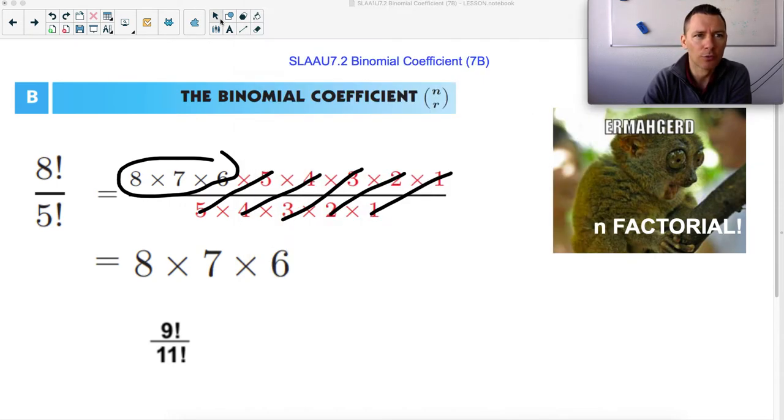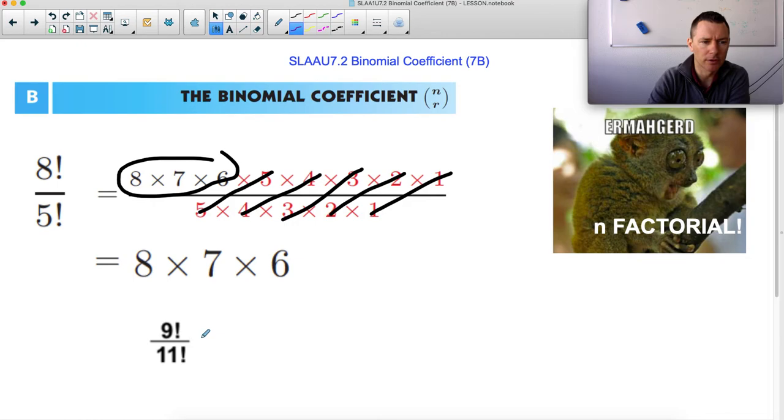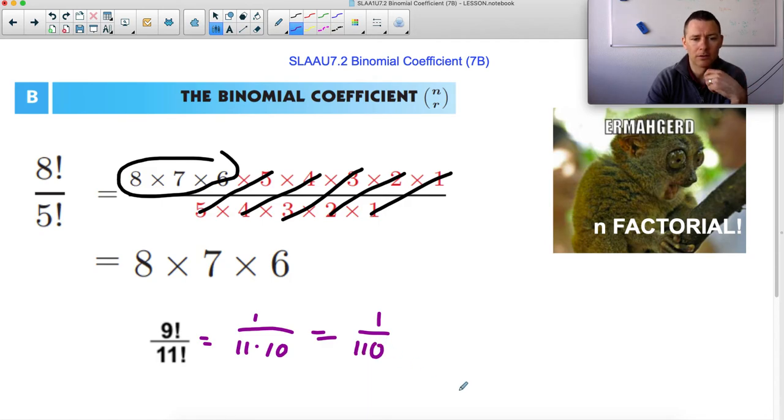Neat. So really, you could probably do this shorthand and know that 11 is going to go 11, 10, 9, 8, 7. The 9, 8, 7 and down is going to cancel with this, and so you should be left with 1 over 11 times 10. Right? You didn't even need the calculator. You get 1 over 110. Cool.